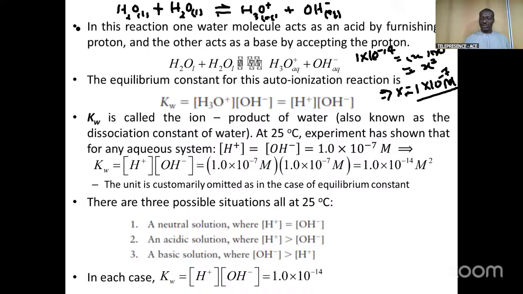However, in any aqueous solution, be it neutral, be it acidic, be it basic, the auto-ionization of water is always a constant. That is, the product of hydrogen ion and hydroxide ion concentration is always a constant, 1 times 10 to the power minus 14 at 25 degrees Celsius. And that's what this is all about. So for a neutral solution, hydrogen ion is equal to hydroxide ion. In acidic solution, hydrogen ion is greater than hydroxide ion. And of course, in basic solution, hydroxide ion is greater than hydrogen ion. In all cases, the Kw is always a constant at 25 degrees Celsius.